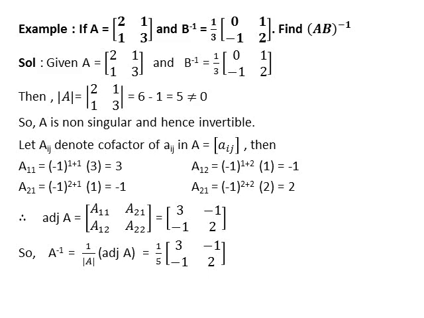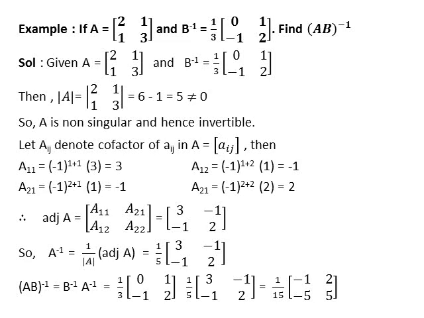As we know, AB inverse equals B inverse A inverse. Write the matrices B inverse and A inverse as shown. Multiply scalars 1 by 3 and 1 by 5, which equals 1 by 15. Also multiply these two matrices by following the rule of matrix multiplication. We get inverse of matrix AB equals 1 by 15 multiplied by the square matrix of order 2 in which elements of R1 are minus 1 and 2 and elements of R2 are minus 5 and 5.